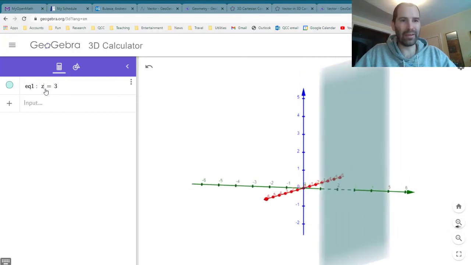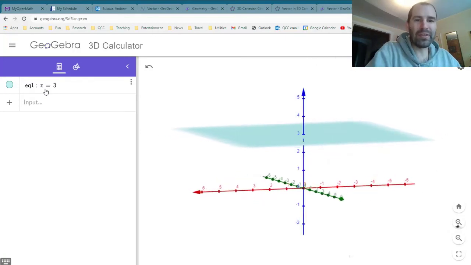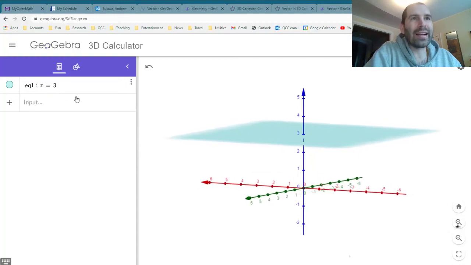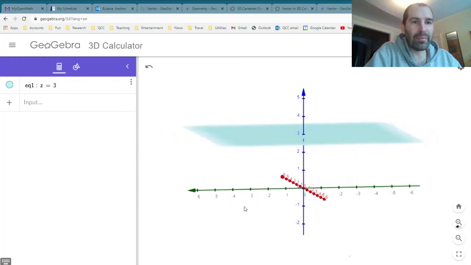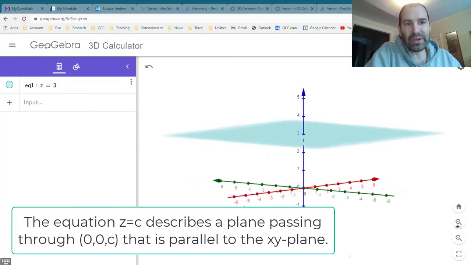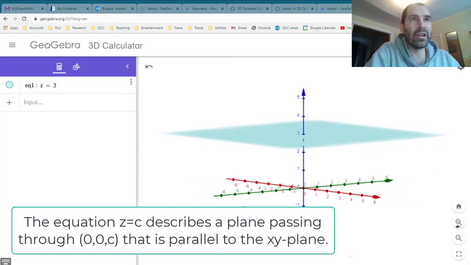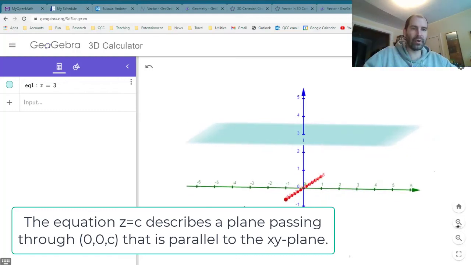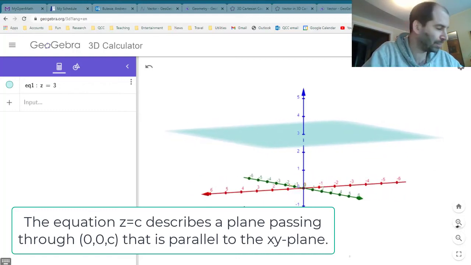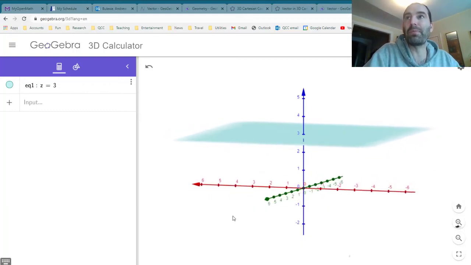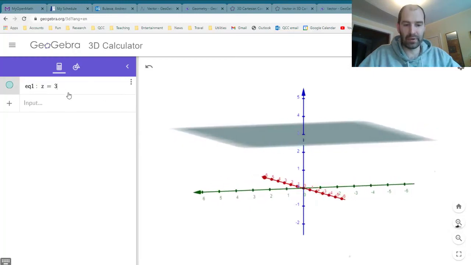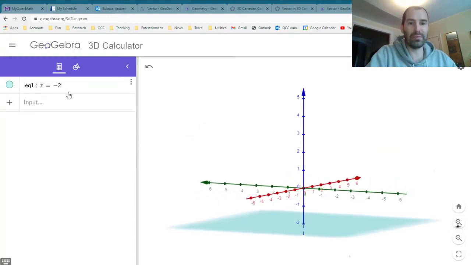By now you probably have the hang of this. I'm going to get the plane that goes through the z-axis at 3, and it's parallel to the xy plane. See, the x and y coordinates could be anything. They're not specified by this equation. The only thing that is specified is that the z-coordinate is 3. So we're seeing all the points whose z-coordinate is 3. So we can describe some simple planes this way. Z equals -2, for instance, would be the plane that's down there.